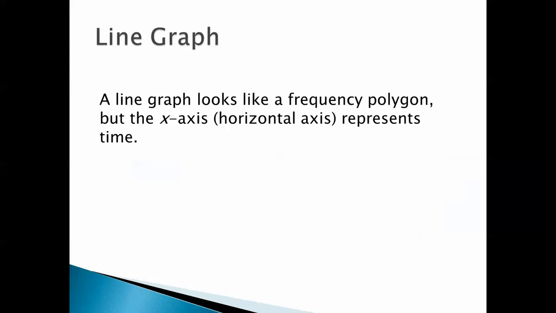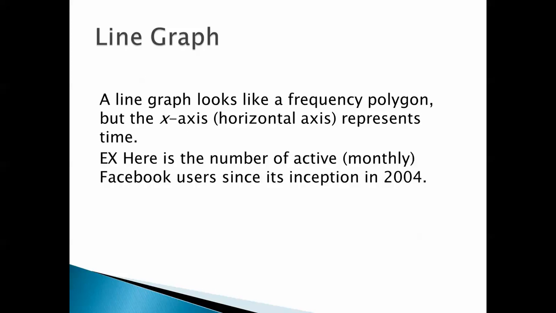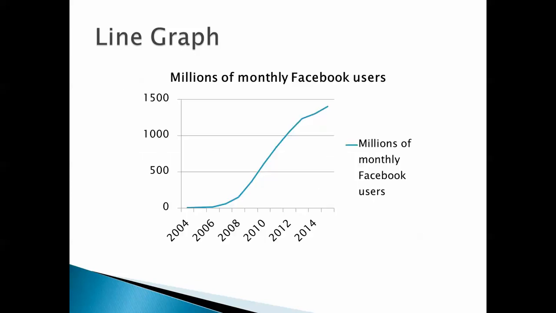Okay, a line graph looks like a frequency polygon, but the x-axis, the horizontal axis, represents time. So here's the number of active monthly Facebook users since its inception in 2004.